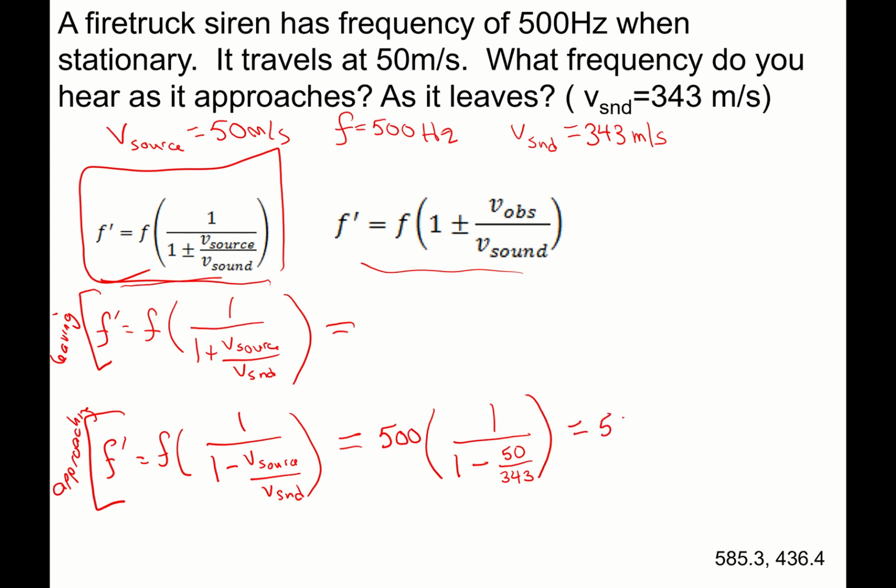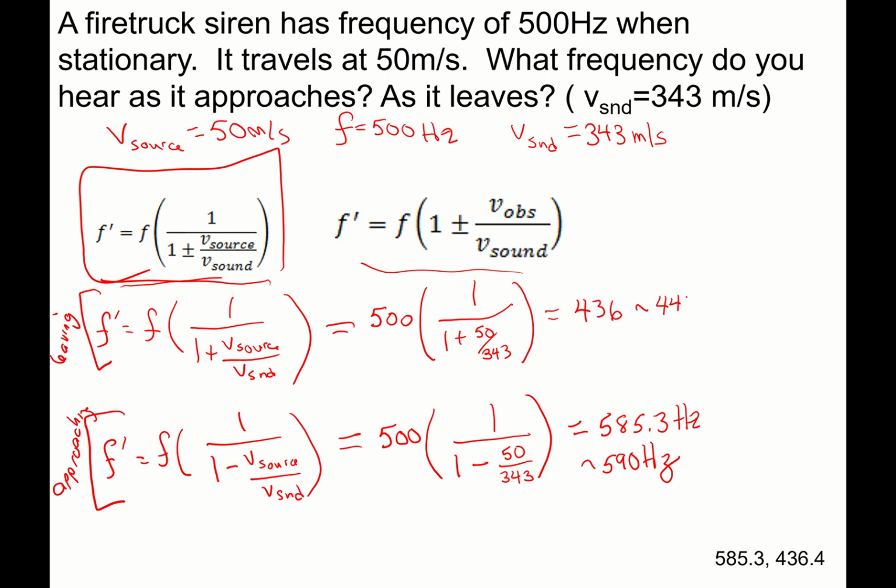And I get 585.3 hertz. That's around 590 hertz. So the frequency went up by about 90 hertz. How about when it's leaving? When it's leaving, I'm going to use the top equation. The only thing that's different is I'm going to have a plus sign in the denominator. And again, remember when you're doing calculations with fractions in the denominator, make sure you put enough brackets into your calculator. If I do that, I get 436, or about 440 hertz.